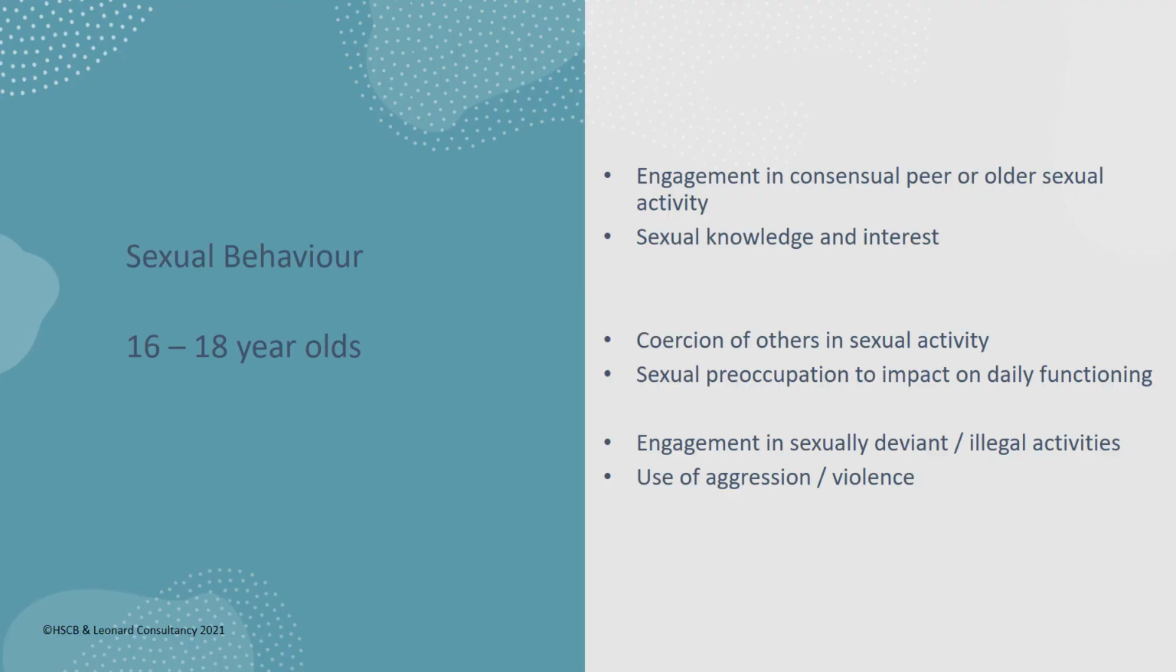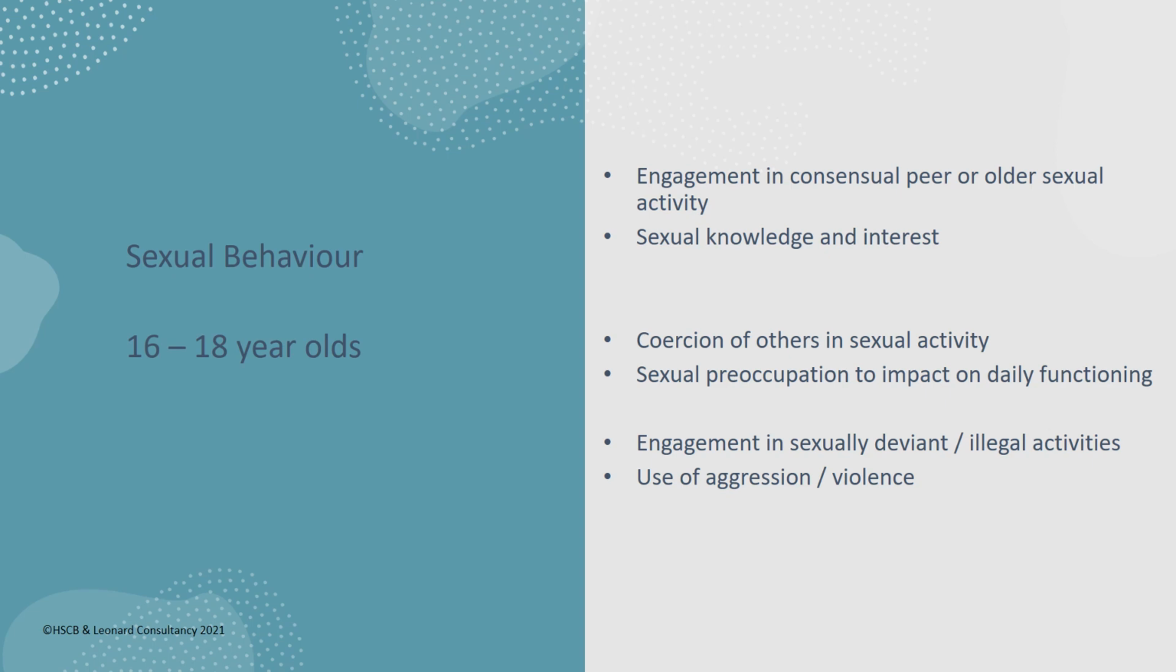For those young people then who have reached that 16 to 18, this is obviously much more different, because they are of the age of consent, and therefore what we would see as normal is engaging in consensual peer or older sexual activity. And when I say older, I mean that you might have a 16-year-old engaging in it with an 18-year-old, and as long as, again, that is mutual consent, we need to be aware of that, but they have a sexual knowledge and a sexual interest, and that behaviour is acceptable and understandable at their developmental stage.